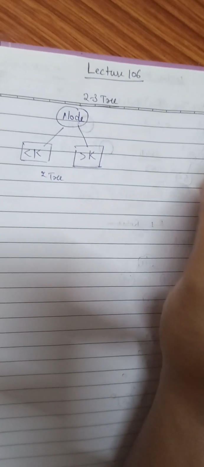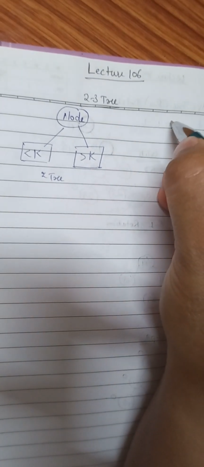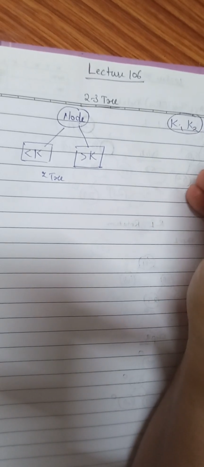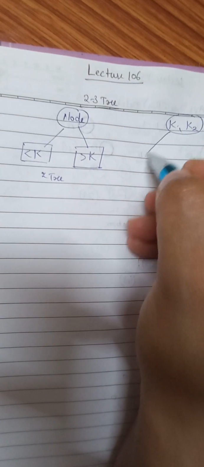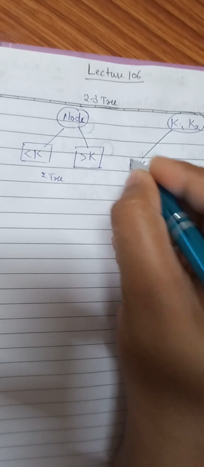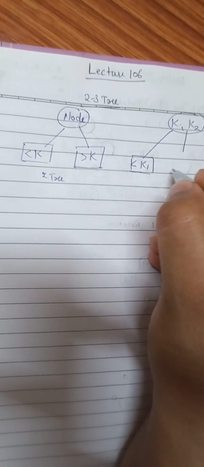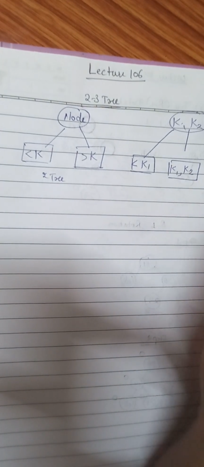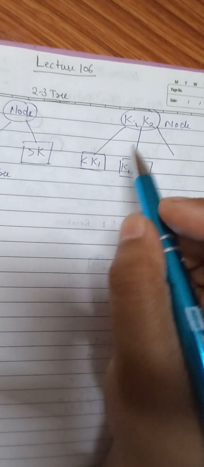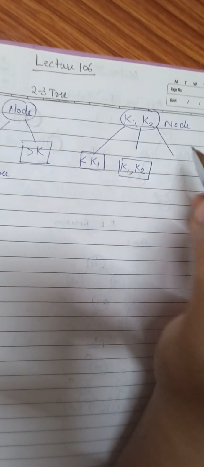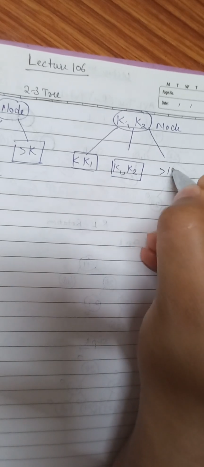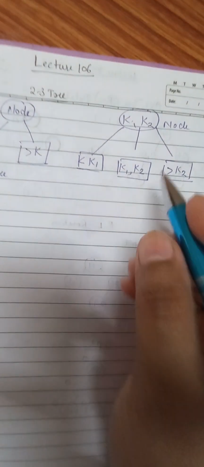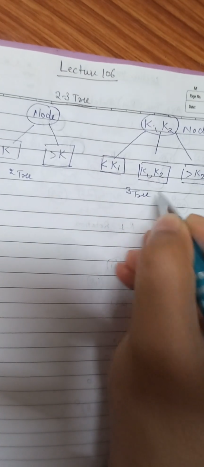And if we talk about a 3-tree, what will be the condition? Suppose 2 keys are here, k1 and k2. The first child will be less than k1, the middle one will be between k1 and k2, and the third, or last one, will be greater than k2. So in that way we can say this is a 3-node, and in that way it is a 2-node.